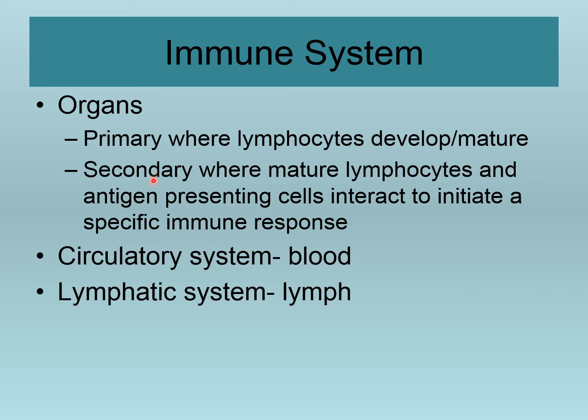However, the secondary organs trap antigen from the defined tissue or spaces and provide sites where mature lymphocytes and antigen presenting cells interact with each other to initiate a specific immune response. The circulatory system and the lymphatic system interconnect these organs, uniting them into a functional whole.